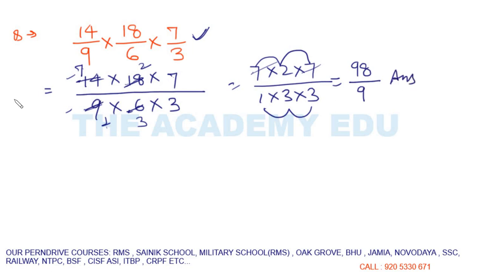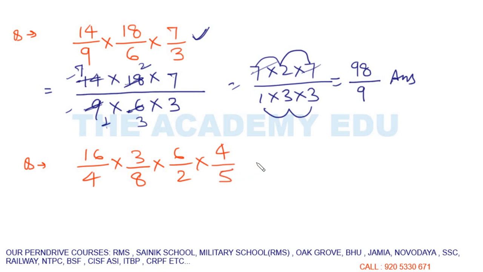Take another number. 16 upon 4 multiply 3 by 8 multiply 6 by 2 multiply 4 by 5. Okay, so we have this number.